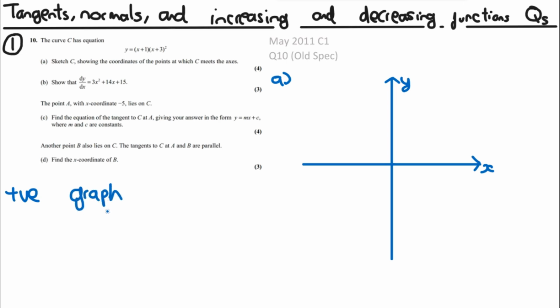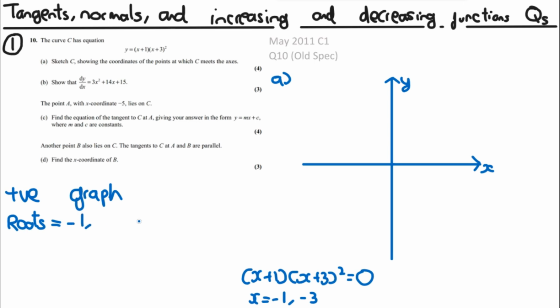And now we need to know its roots, which we can do very easily by saying that it's equal to 0, so it would be x plus 1 and then x plus 3 squared is equal to 0. So therefore the roots would just be x is equal to -1 and -3, where this will be a repeated root. So therefore the roots are -1 and -3, where this is going to be a repeated root.